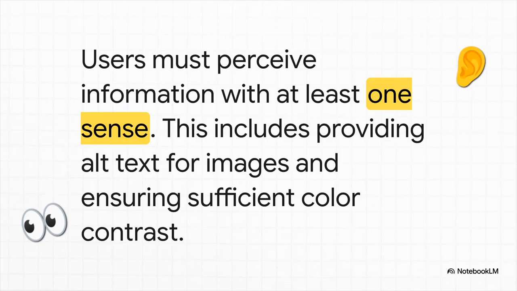First up, perceivable. Pretty straightforward, right? It means people have to be able to actually perceive your content. This is where you get into things like alt text for images, so someone who can't see the image can still get the information, or making sure your text and background colors have enough contrast to be easily read. It's about making sure your content isn't literally invisible to some of your users.